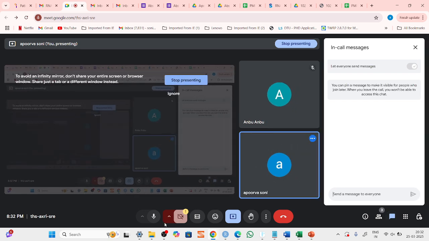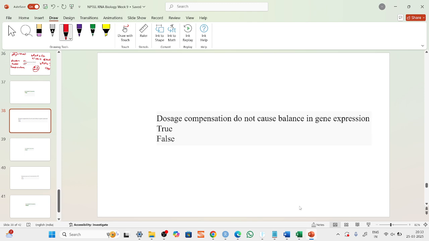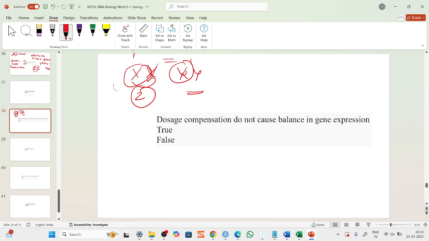Not tried. Okay, fine. So the correct answer is false. Why? Because the entire identity or the entire logic of having dosage compensation is to balance gene expression. That is why there is a compensation in the dosage. Why? Because let us take the example of female humans, that females have two X chromosomes and males have only one X chromosome. So that means the expression would be twice compared to males. So in order to balance the gene expression, one of the X chromosomes is inactivated, so that there is a compensation that happens. Even though there are two X genes present, expression is only from one gene. So if the amount of expression here is one, here also it is one, so it is compensated, it is equal. So the entire objective of dosage compensation is to balance gene expression.